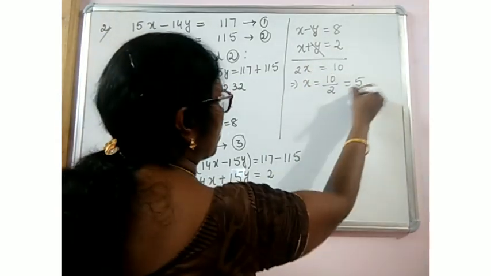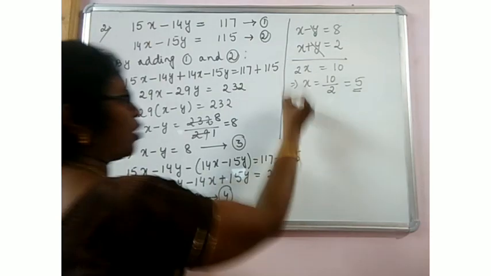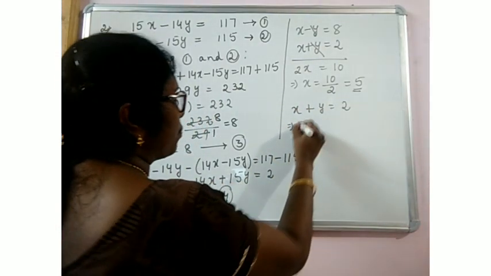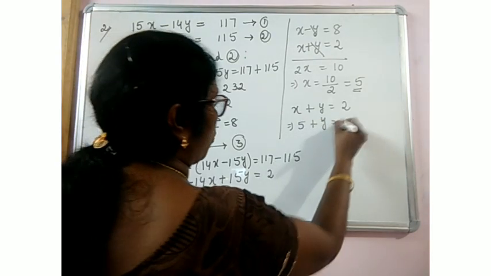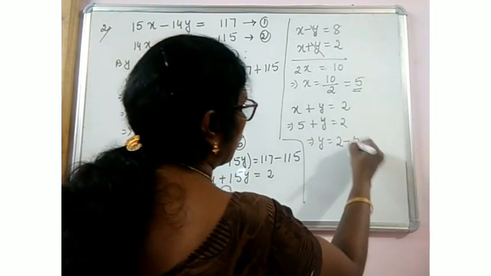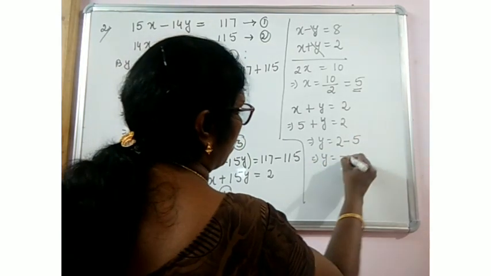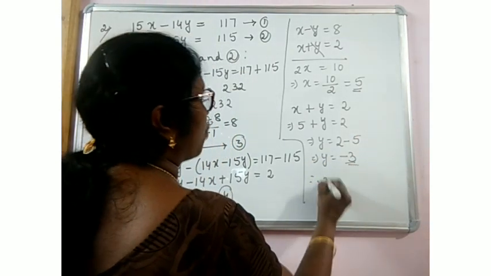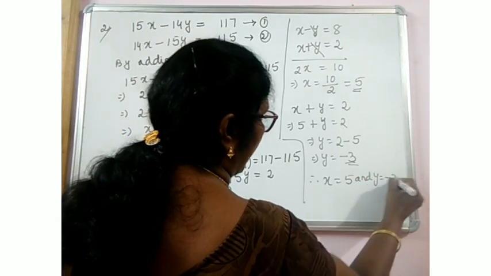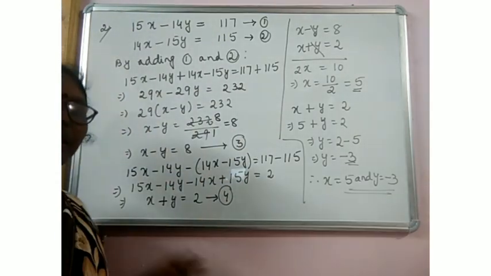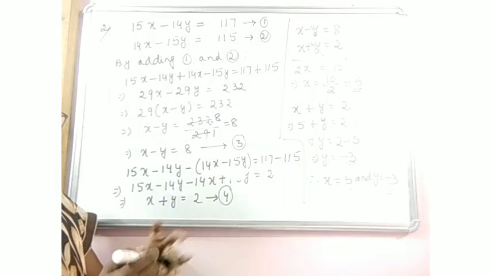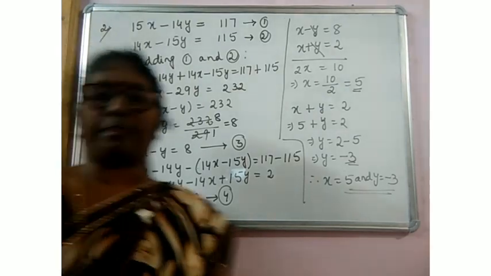Now the value of x we got, and in order to get the value of y, let us work out. x plus y equals 2, 5 plus y is equal to 2, that implies y is equal to 2 minus 5, or y equals minus 3. Therefore, x is equal to 5 and y is equal to minus 3. If you substitute these values of x and y here, you can get this. That is a kind of checking.